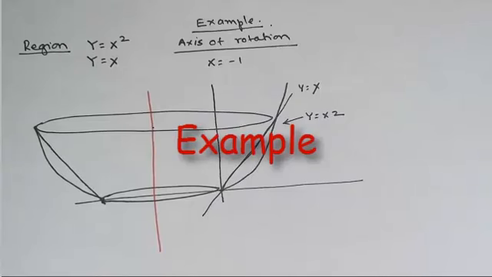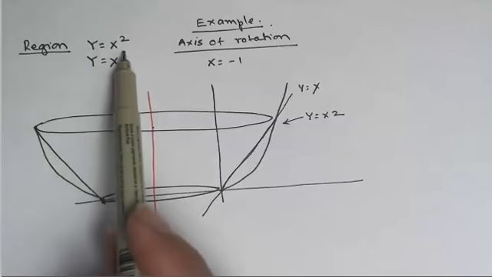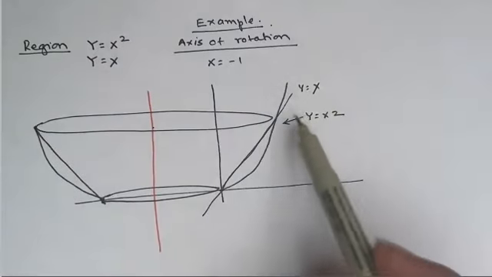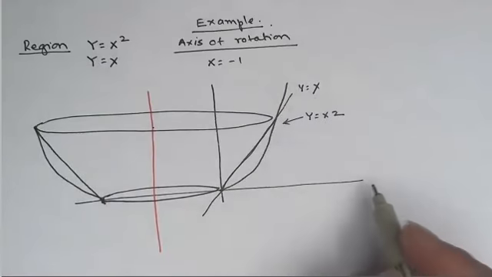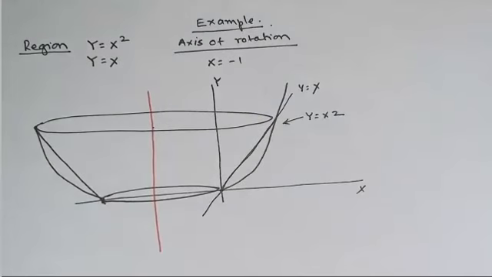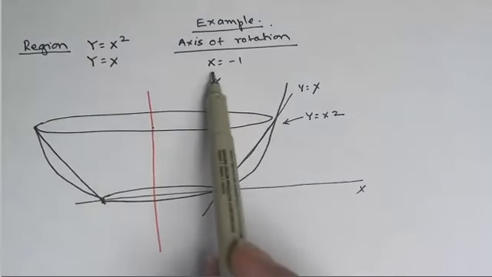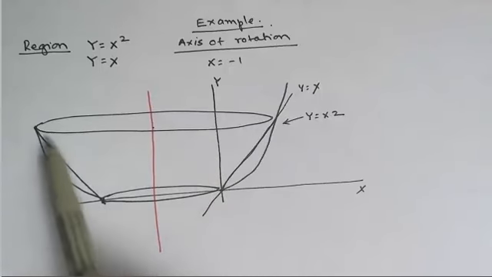Alright, let me do an example. And this is a little bit more complicated than the example I had before. The region is bounded by y equals x squared, which is this parabola, and y equals x, which is this line. So this is the original coordinate system, x and y. We're going to rotate the region around x equals -1, and when you rotate it, you get this volume.